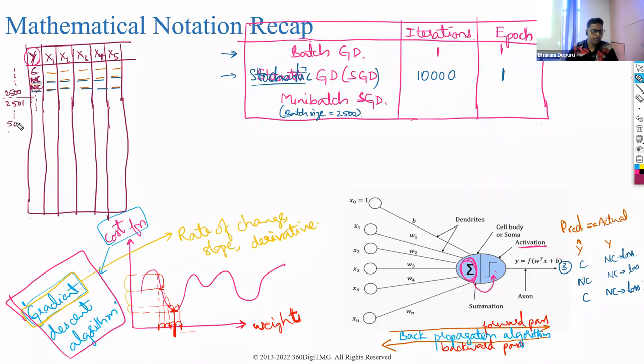2,501 until 5,000 would be called as batch 2. Then 5,001 until 7,500 would be called as batch 3. Then 7,501 until 10,000 would be called as batch 4. So since you have 2,500 as a batch size, how many batches will you have? 4 batches. This is your batch 1, batch 2, batch 3, and batch 4.